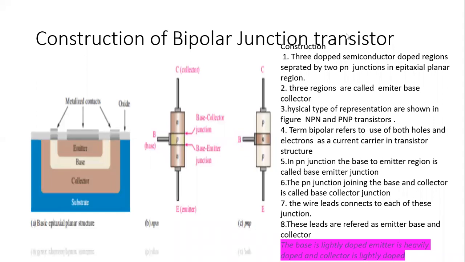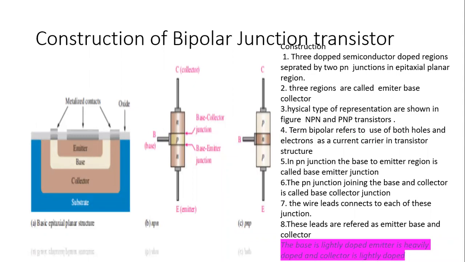So construction: three doped semiconductor regions separated by a PN junction in epitaxial planar region. This is called as an epitaxial planar region, which is in a vertical direction. Then three regions are called emitter, base, and collector. Physical type of representations are shown in figure, NPN and PNP transistor. The term bipolar is referred to use both holes and electrons as a current carrier in transistor.